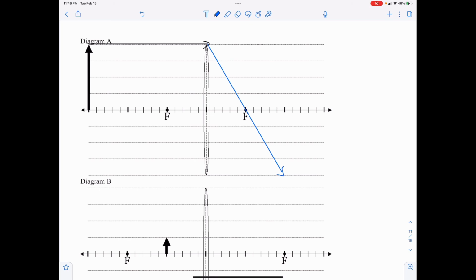The second ray is going to go through the other unused focal point, just like this. It's going to get to the lens right about there, and it's going to refract parallel to the principal axis. Now, I do need to draw my back ray extensions, right? Every time I have a refracting ray, I should have back ray extensions.